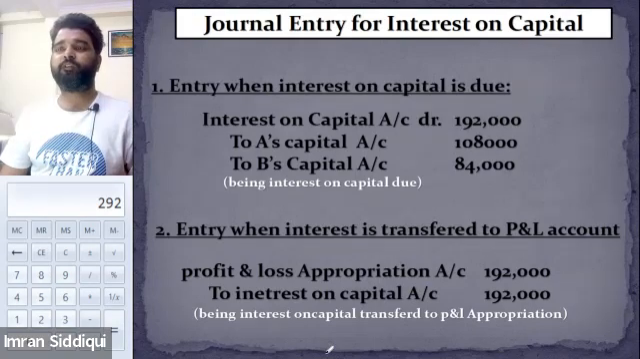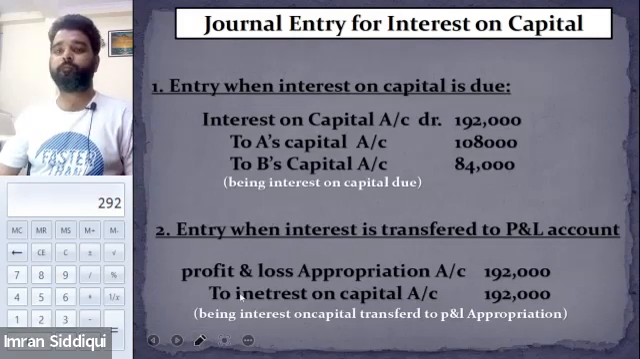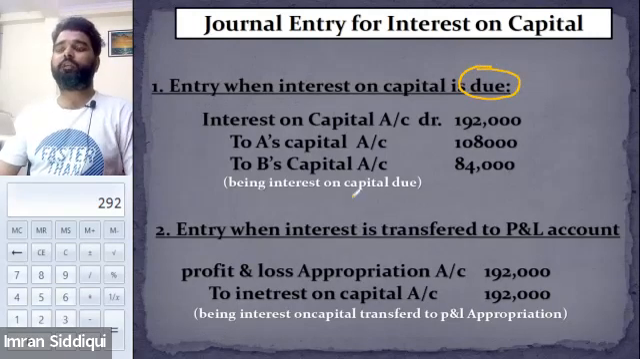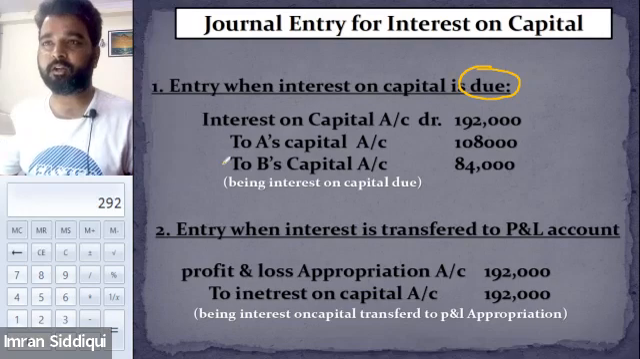I've told you that we need to pass two journal entries at two different points of time. Firstly, the first journal entry is passed at the time when interest is actually due. When interest is actually due, that time the journal entry will be interest on capital account debited to A's capital account and to B's capital account.